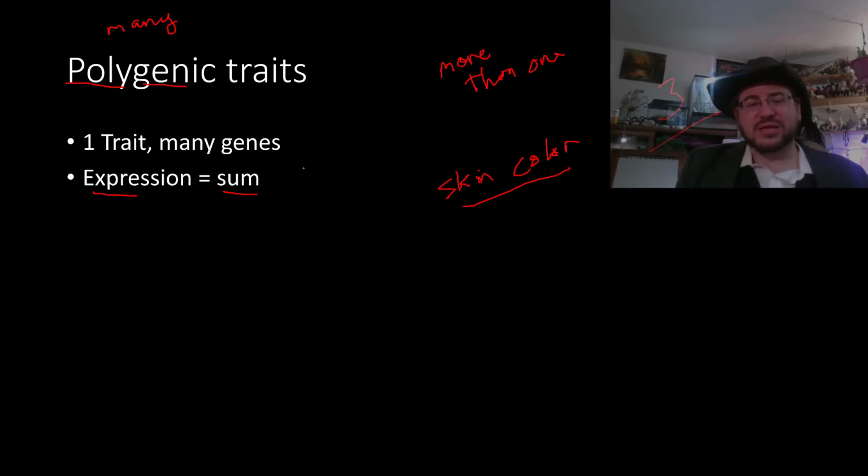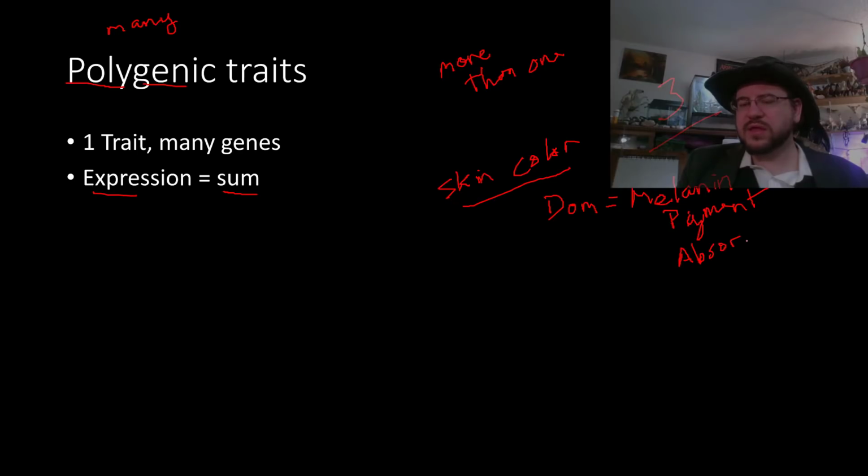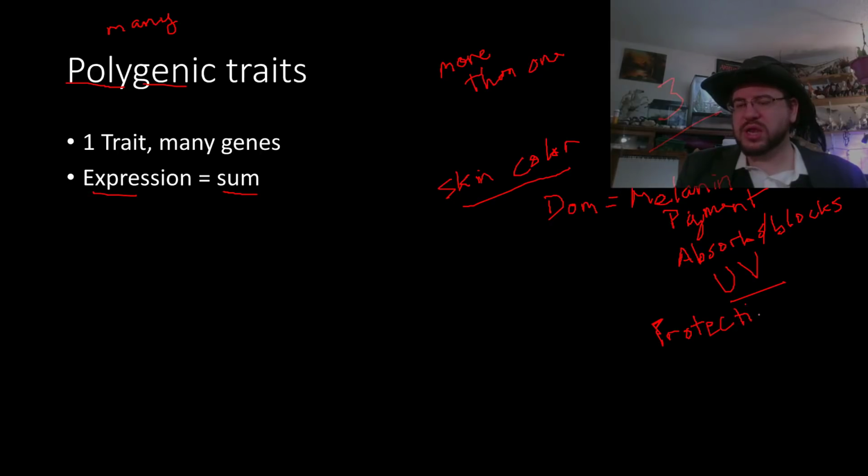So the intensity of skin color is based on how many dominant alleles you have. With skin color, you have dominant alleles producing melanin. Melanin is a skin pigment, and it absorbs, or if you like to think of it, blocks ultraviolet radiation. It absorbs or blocks UV. Melanin is protective, which is pretty sweet.